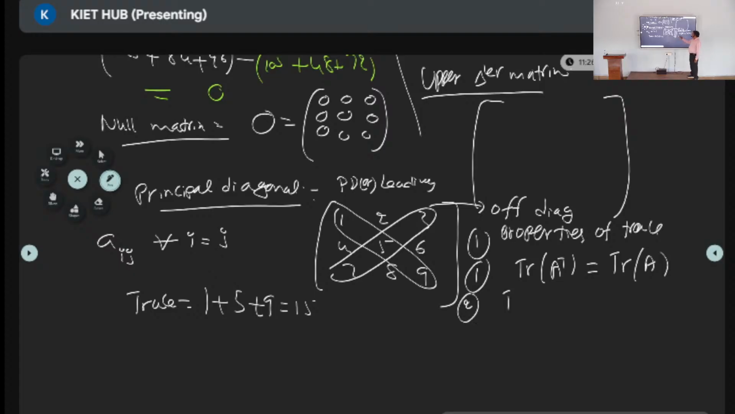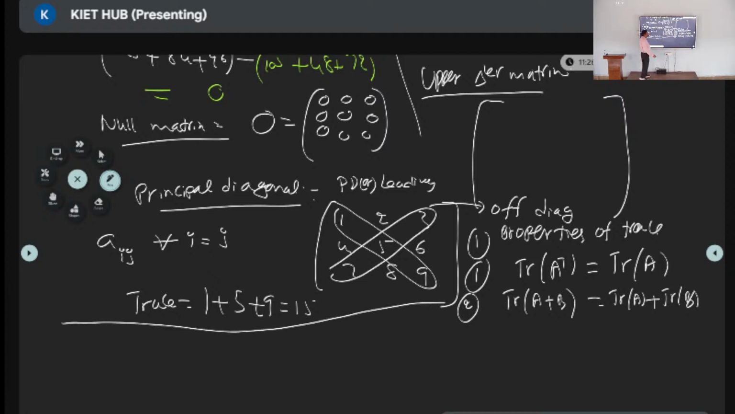Second, trace of A plus B. When two matrices are added, what happens to the trace of A plus B? It is equal to trace of A plus trace of B. Second property, trace of A plus B equals trace of A plus trace of B. Third property, trace of A minus B is trace of A minus trace of B.